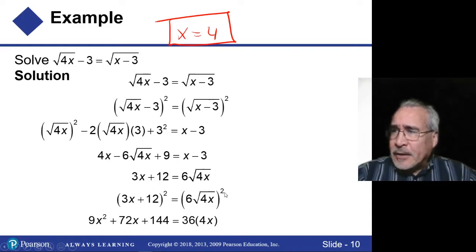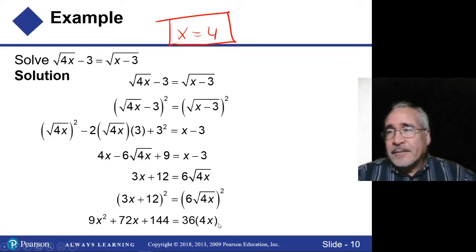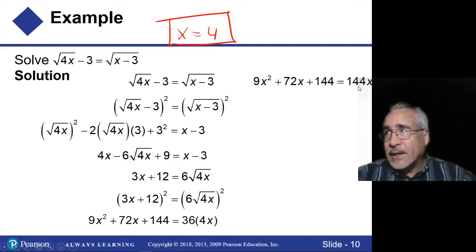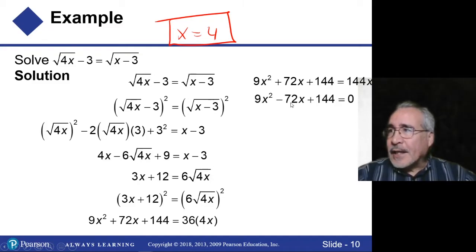And then remember, 6 squared is 36. The square root of 4, the square root goes away. Okay, I'm getting dizzy already. We're going to now do 36 times 4, and then you're going to subtract it over, get it equal to 0, because we need to do that. So that's 144x. Subtract it over. That gives us a negative 72, so plus 72x minus 144x.